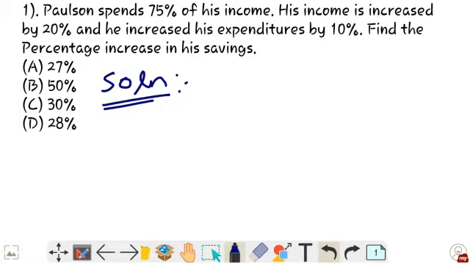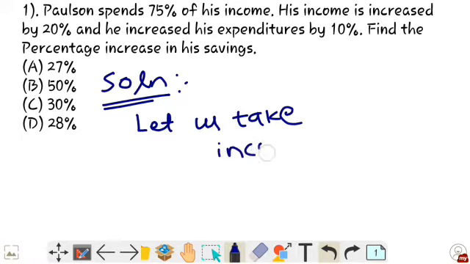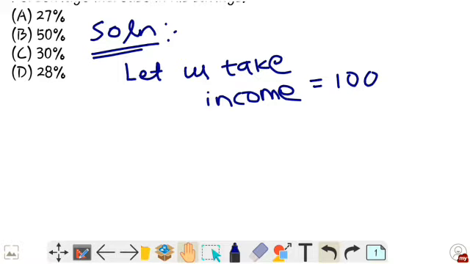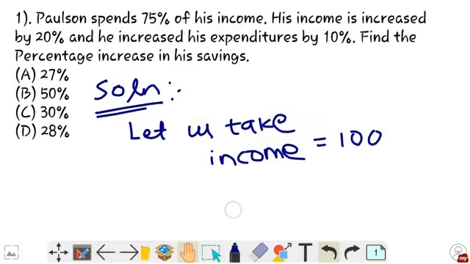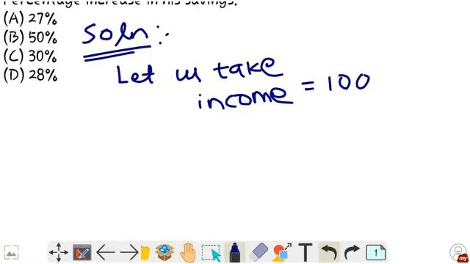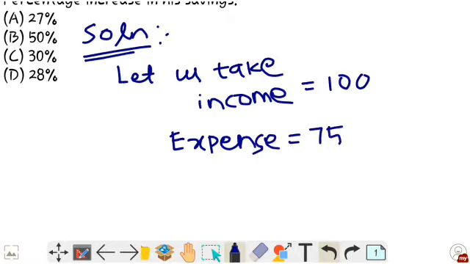So Paulson spends 75% of his income. Let us take his income is 100. What is the percentage of expense? His percentage of expense, that is spent money, is 75%. So expense is equal to 75.